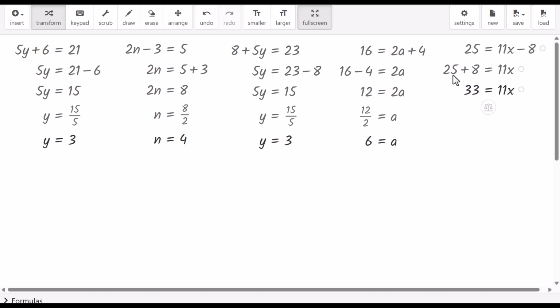Then you have added, you get your 33, then divide both sides by 11. You end up having your final answer, which is 33 divided by 11, that is 3. So these are all the steps. Please, let's follow and get it right. So this is the answer for the class work that we did in class.